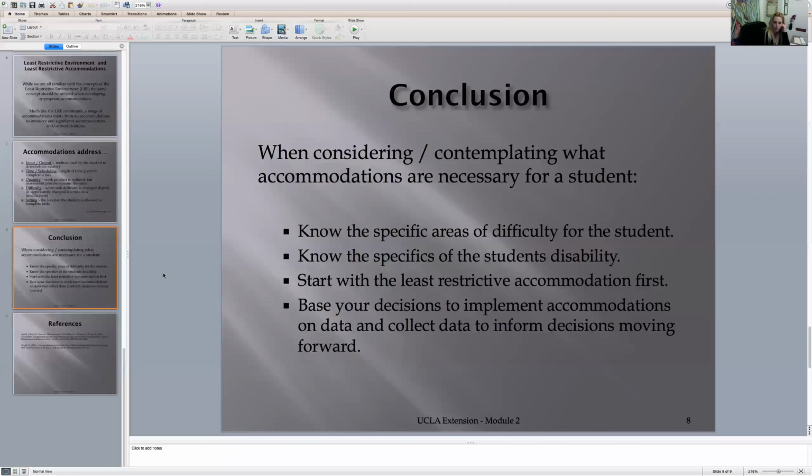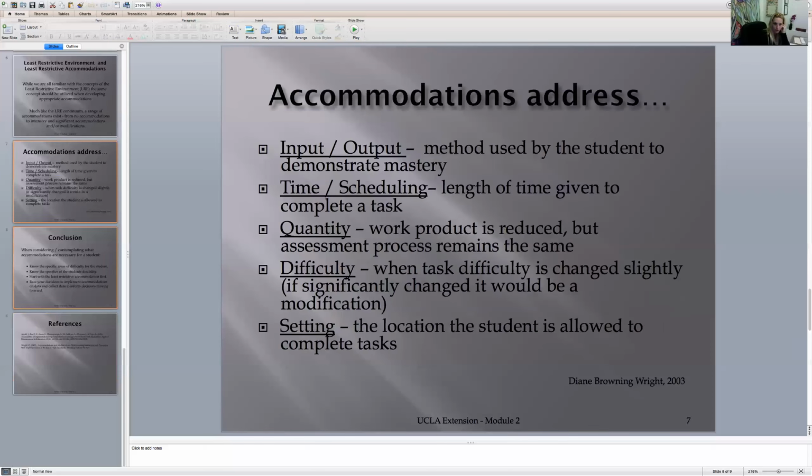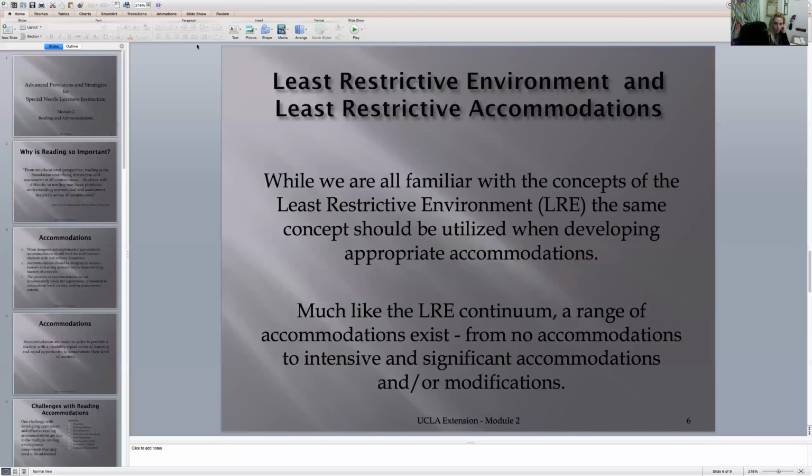We also base decisions on implementing accommodations on data collection and analysis. In other words, accommodations and modifications are not just chosen at random. Oftentimes education specialists and teachers will collect qualitative and quantitative data, and that will determine the areas of strength for the student as well as the areas of need, and subsequent accommodations and modifications can be developed. Okay, so this concludes common accommodations for reading.